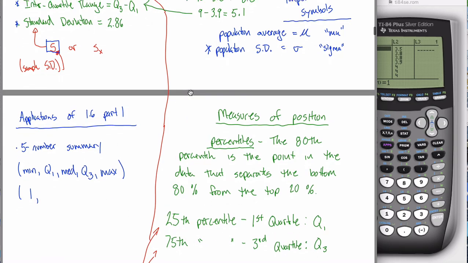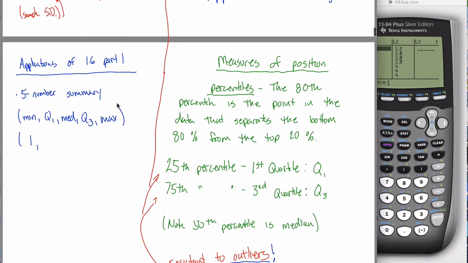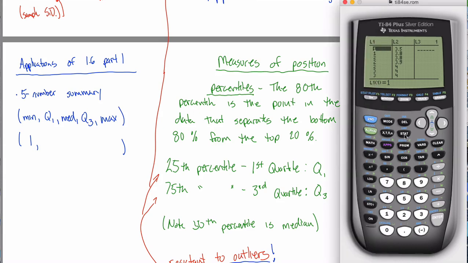MED is the symbol we've been using for median. Saw that up here 2 videos ago. And then max, kind of like min, stands for the largest observation, the maximum observation. And the nice thing about a 5-number summary is it's a common enough thing to use to summarize data that your calculator gives it to you pretty directly.